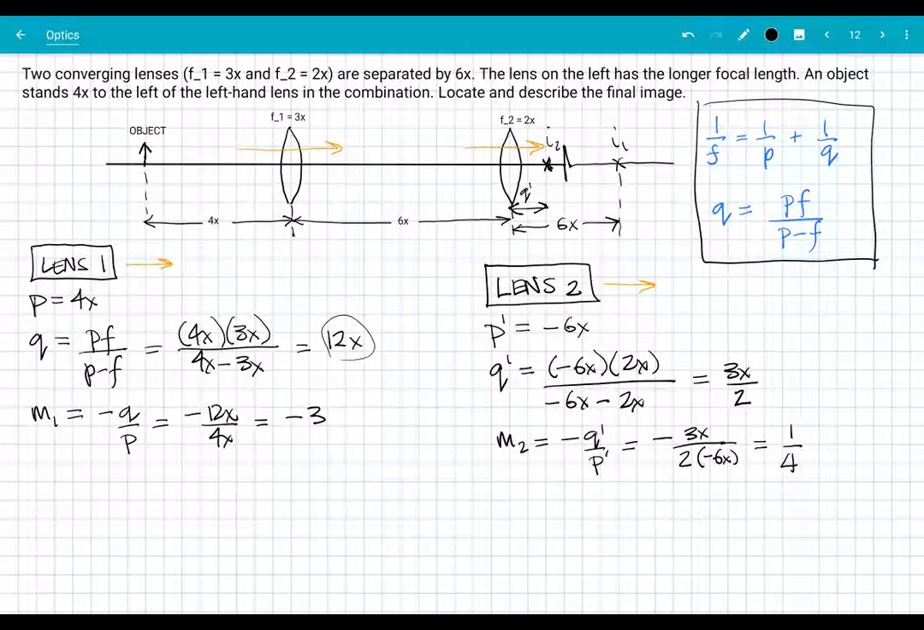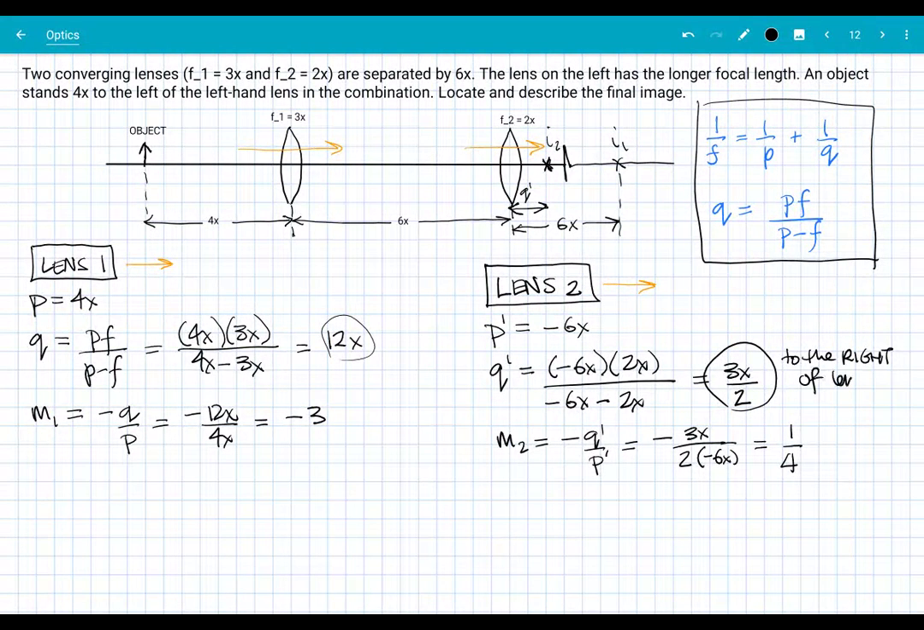So where is my final image? We're going to locate it. It's at the position of image 2. So my final image here is 3x over 2 to the right of lens 2. So remember that just having the image distance is not the same as locating the final image. 3x over 2 isn't meaningful unless I tell you it's 3x over 2 to the right of lens 2. Then you know exactly where to draw it.